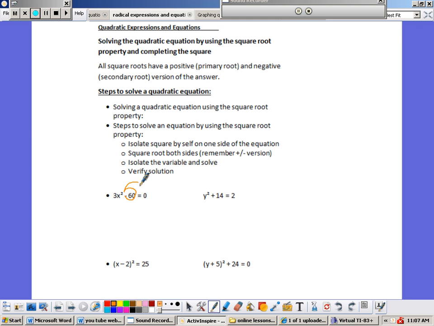So I'm going to pick up the 60 and move it over. I get 3x squared equals 60. I'm going to divide by 3. I still do not have the variable isolated. Now I do. I'm going to square root both sides. As soon as I put the square root on, a plus or minus is going to go on the front. Then this breaks into 4 and 5, 2 and 2. That means a 2 comes out with the square root of 5. So plus or minus 2 square root of 5.